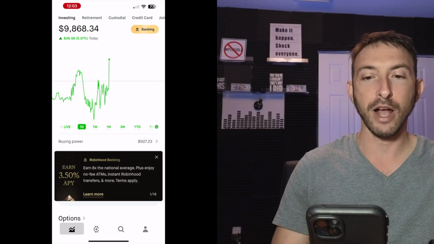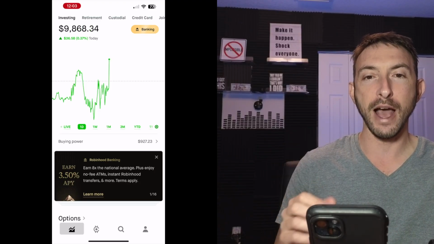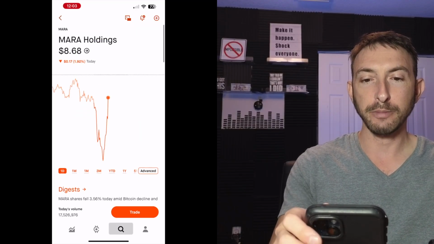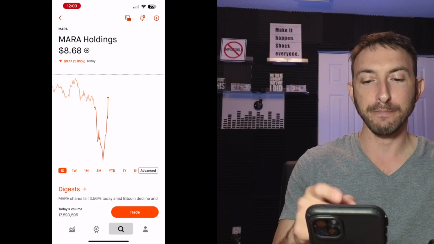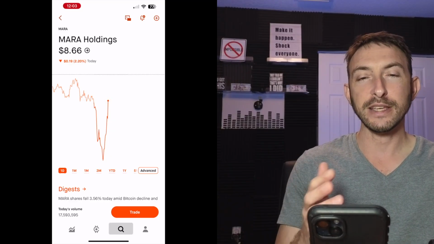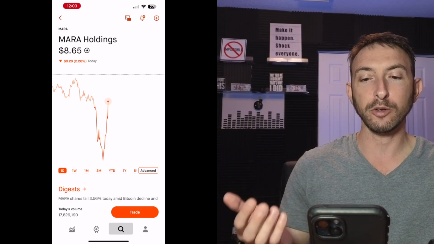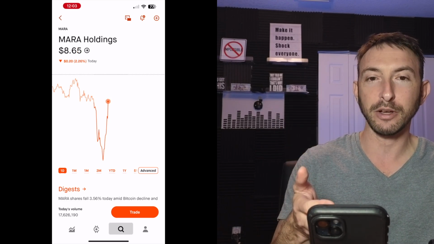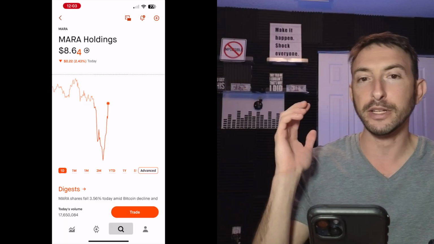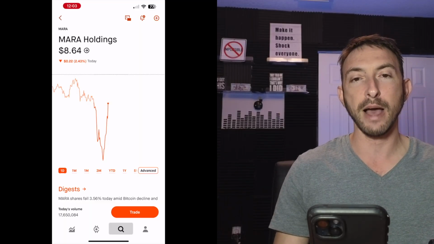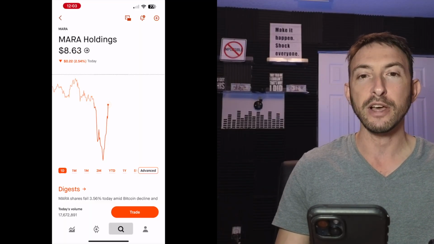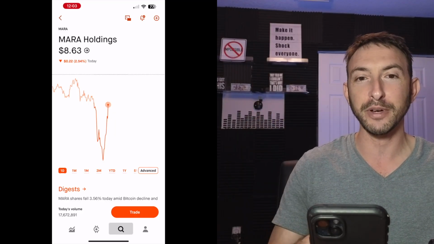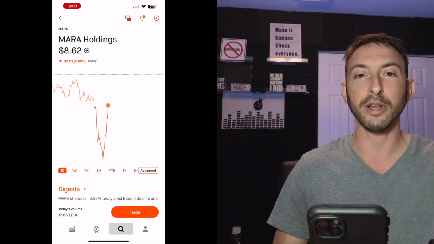So I'm in my Robinhood app. If we wanted to trade options, we would choose a stock. The stock that I'm going to choose is Marathon Holdings. This is a stock that mines Bitcoin, so you could look at Bitcoin. If Bitcoin's going up, this is probably going to go up. If Bitcoin's going down, it's probably going to go down. You could also do these option trades when you hear news, like if a CEO did something stupid, you could think the stock's going down and buy a put. Or if you think a company is going up, you could buy a call.